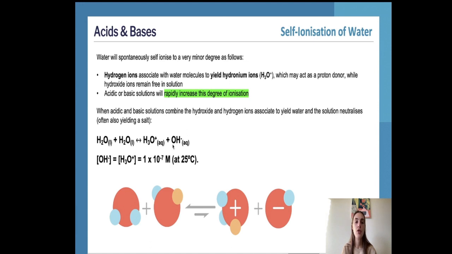hydronium and hydroxide. And so at 25 degrees Celsius, or at our STP temperature, the proportion of hydroxide ions is going to be equal to the proportion of hydronium ions, and that's going to equal 1 times 10 to the power of minus 7 molar. That can help us determine concentrations of hydroxide ions and hydronium ions in order to determine concentrations of our acids and bases.